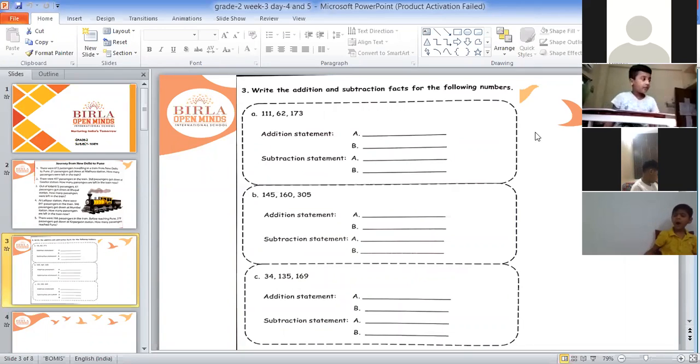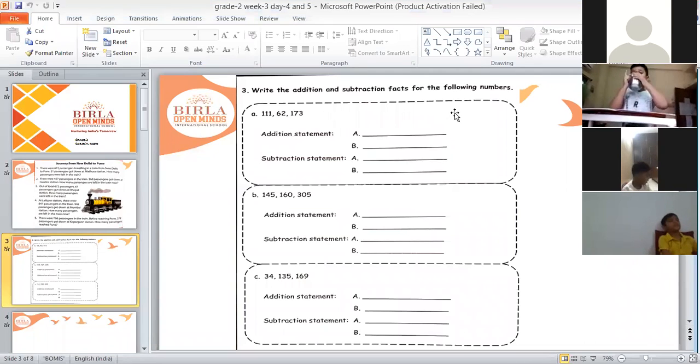So now see here, children. Look here. 3 numbers are given here in your first bit. You all can see 3 numbers are there, 111, then 62, and third number is 173. 173, children.